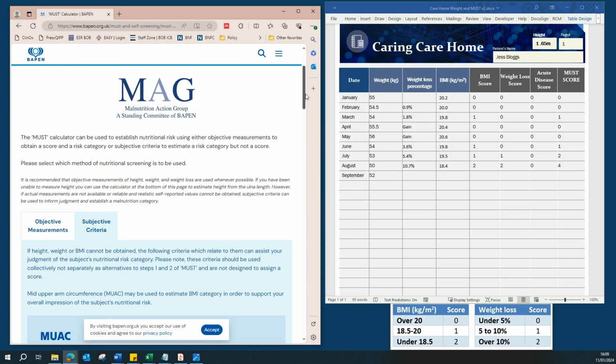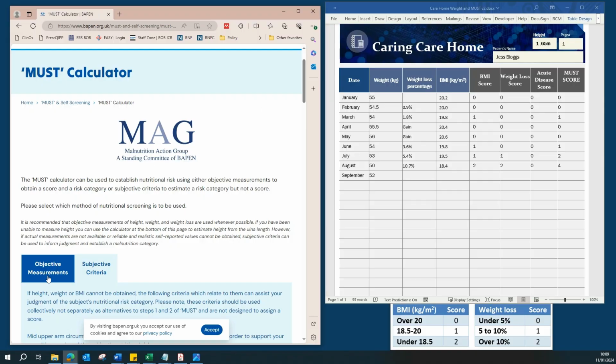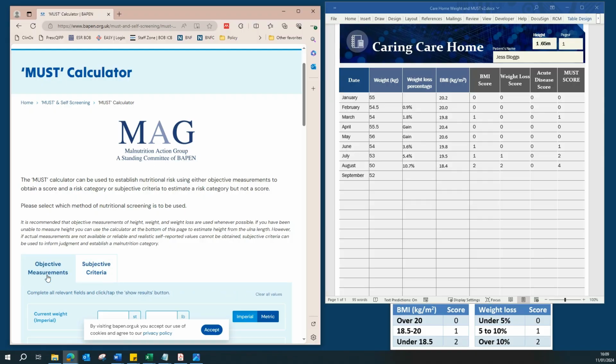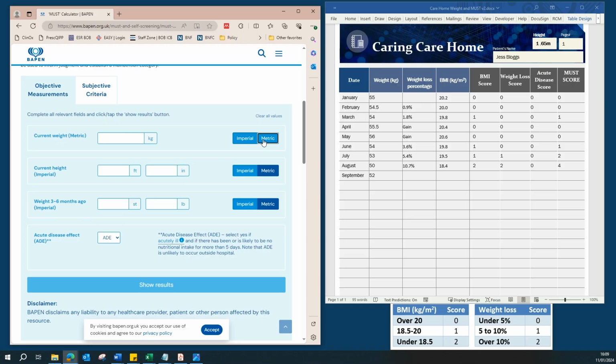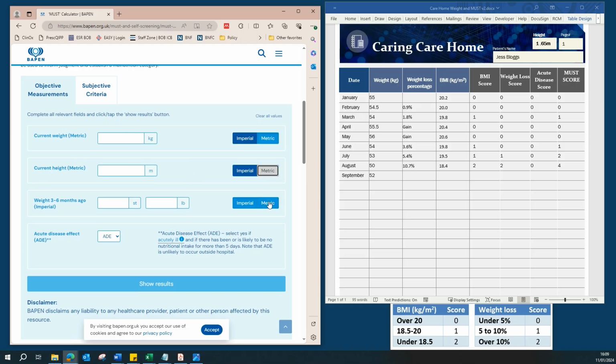But for us, we know Jess's weight, so we're going to go to the objective measurements section of the website. Now it gives the measurements in imperial, so that's stones and pounds for weight, and height in feet and inches. But in this care home, we use metric measurements. So we're going to click these switches to switch them over. So her current weight this month in September was 52 kilos, and her height was 1.65 meters.